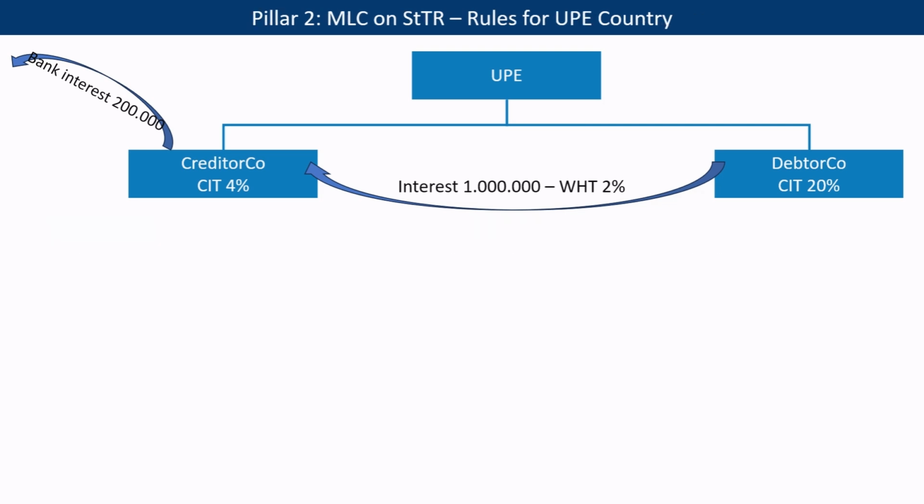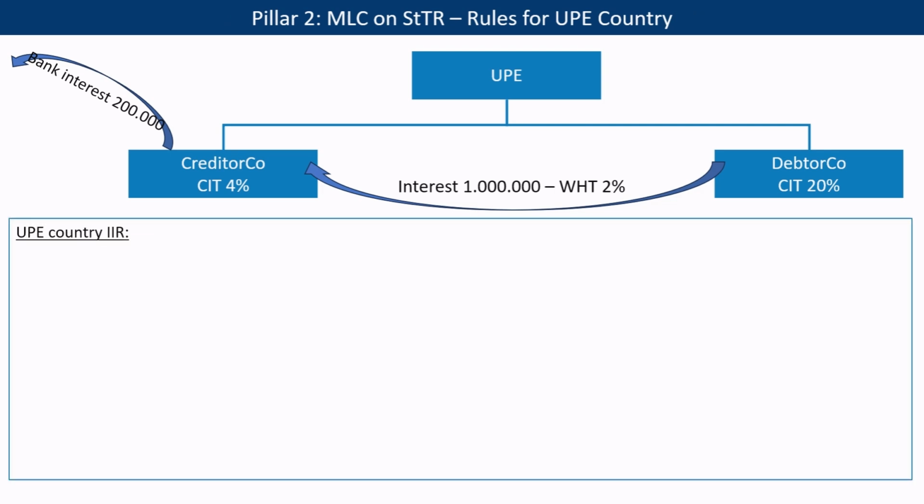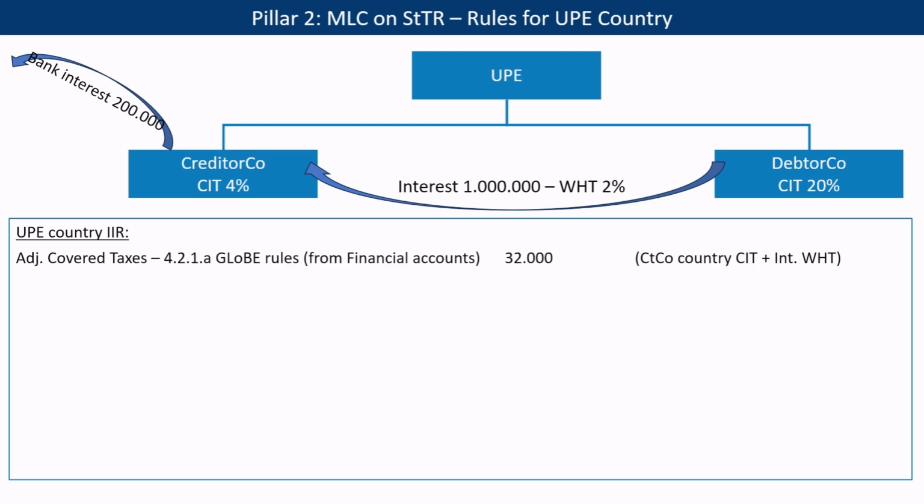Now, if we look at what happens in the UPE country, we need to do some income inclusion rule calculations. First of all, we'll calculate our adjusted covered taxes, and under 4.2.1(a) of the Globe rules, we need to look at the taxes from the financial accounts. And I will assume here that creditor-co has 32,000 in its financial accounts, being the 12,000 that it pays in creditor-co country and the 20,000 withholding tax that it got a credit for. And since these are in the financial accounts, I assume that we will not know what the STTR are yet by the time the financial accounts are published, right?